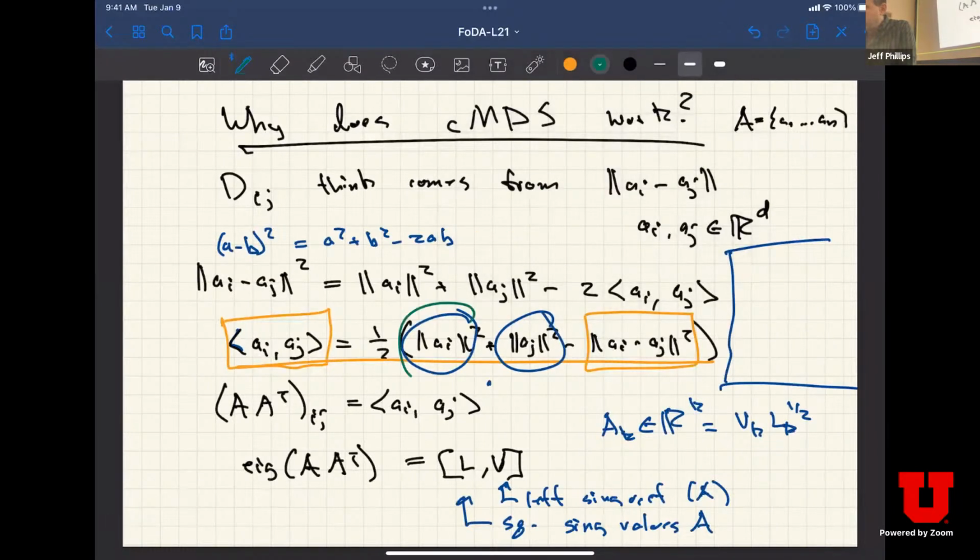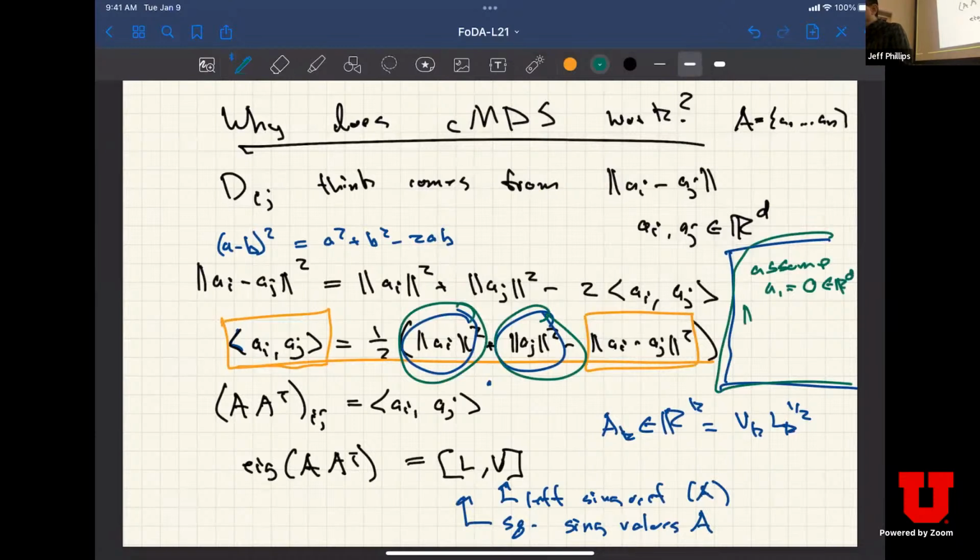this in green. The trick is to assume that a_1 equals 0. If I assume a_1 is the origin in R^d, the 0 vector, then a_i equals a_i minus a_1, because a_1 just subtracts 0 off of it. So if I just assume a_1 is at the 0 location, then I do have these terms. So then a_i is equal to d_i1.